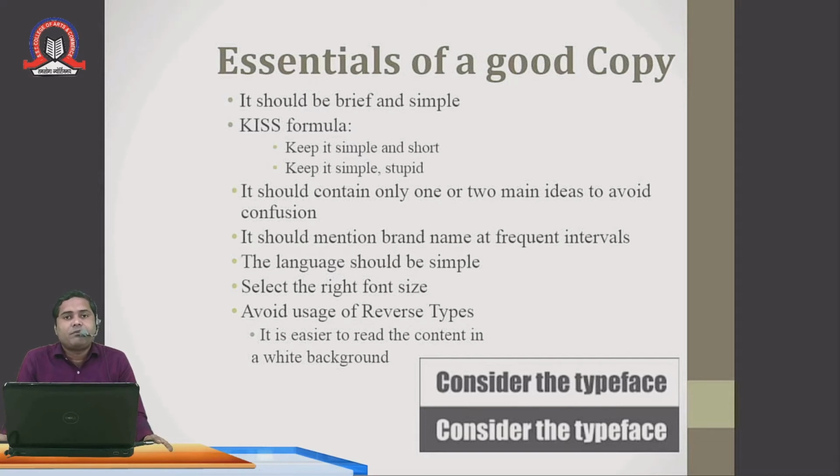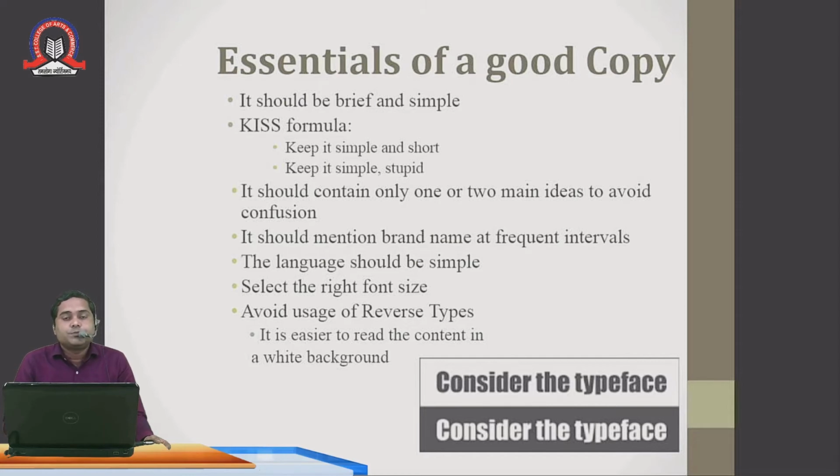There is a simple format: whatever we write should be very simple and short. Keep it simple and short, that is the formula. Our content should be brief, and when we are writing, we should explain only one idea at a time to avoid confusion. When you are writing a script for radio or a television ad, the brand name should come frequently. You should highlight the brand name at regular intervals, so your brand will become popularized. You will advertise the brand.